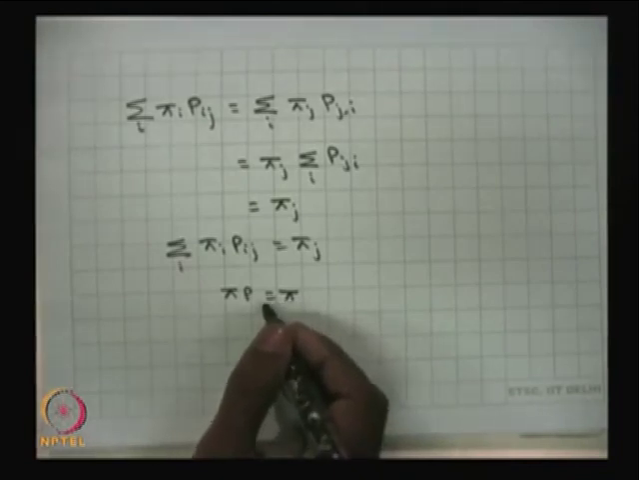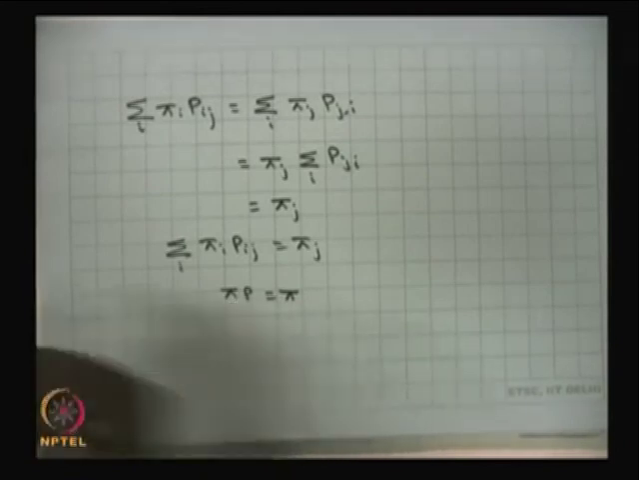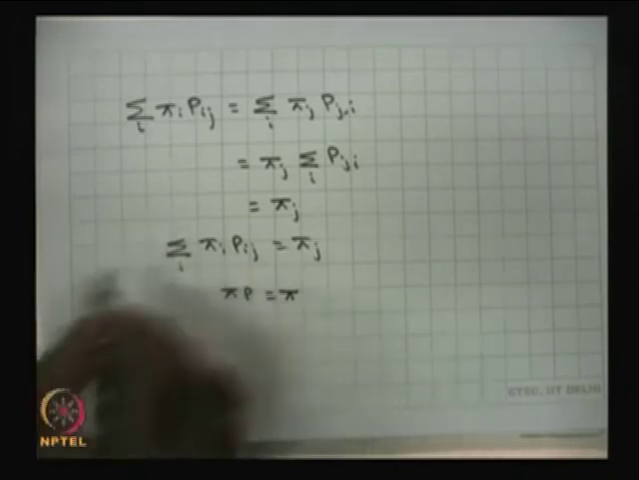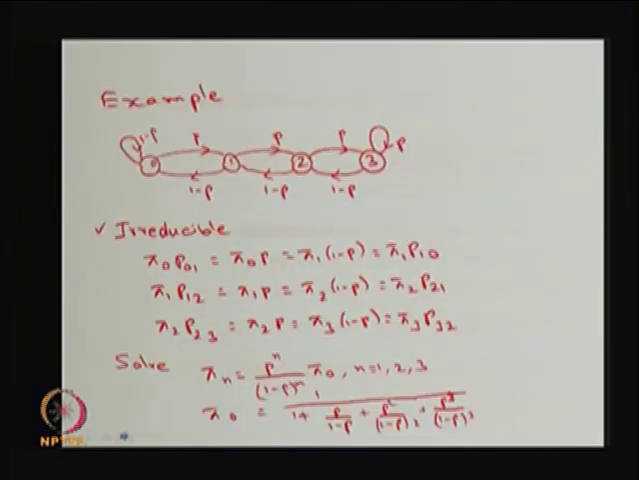And also you can prove easily it has the positive recurrent state and the time reversible Markov chain also. So, with this proof, we have got the result that the pi is going to be a unique stationary distribution, and also I have given the example how to use the time reversibility equations to get the unique stationary distribution.